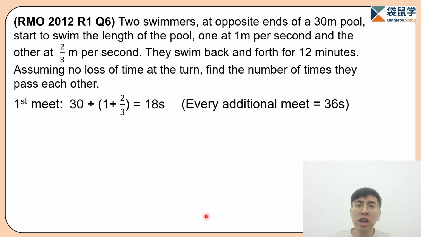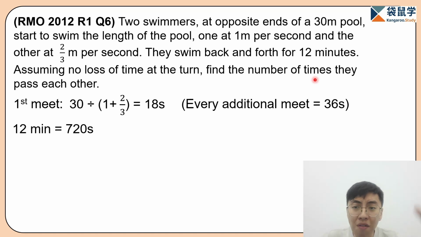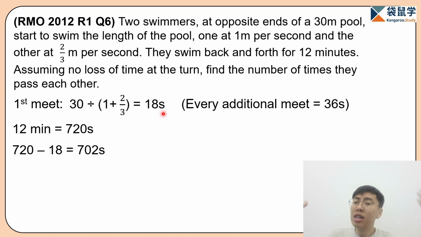Now, let's see how many times will they meet each other then. So first thing, we take away the timing for the first meet. And we know that they have swum for a total of 12 minutes. 12 minutes, how many seconds is that? That is a total of 720 seconds. Removing the 18 seconds from the first meet, that results in us having 702 seconds left.